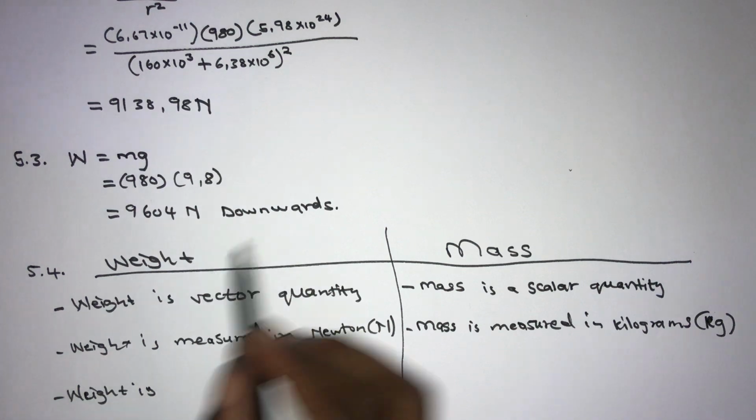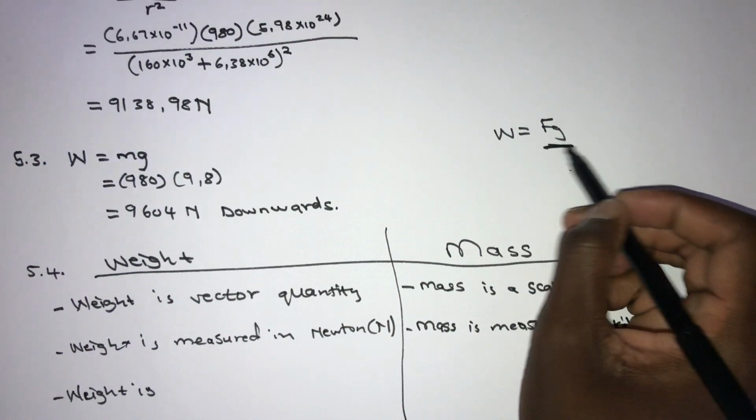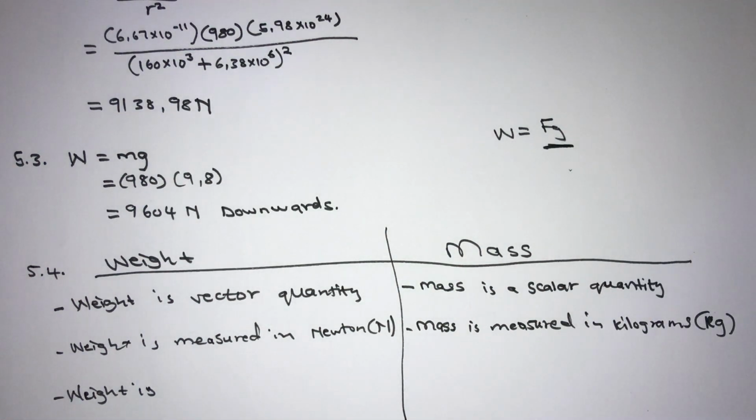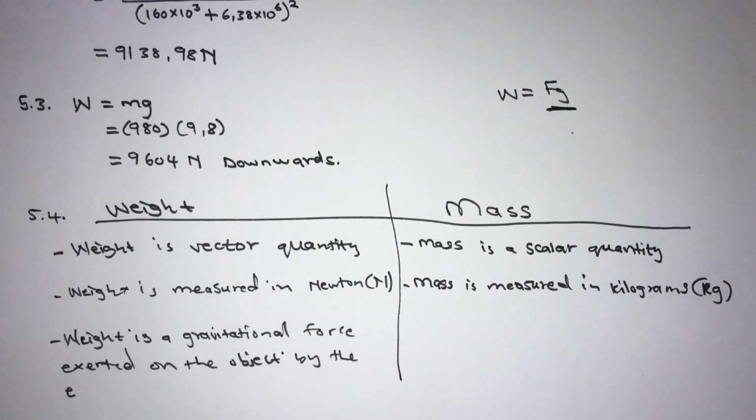Weight, remember, we sometimes call it Fg, right? So this Fg is the gravitational force, or the force of gravity. So weight is a gravitational force, or the force of gravity, exerted on the object by the Earth's surface.